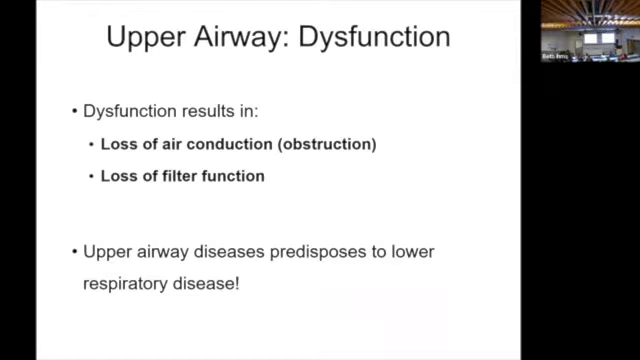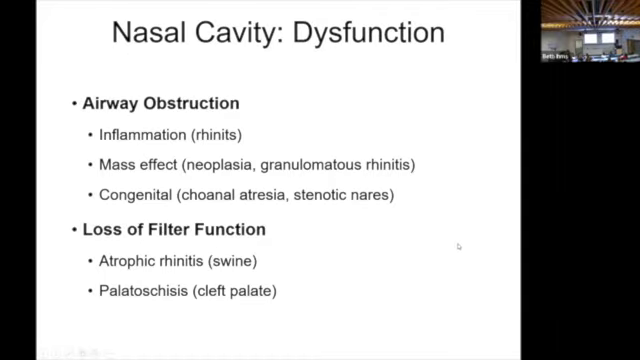So we talked about disease resulting in dysfunction. Dysfunction of the upper airway will result in loss of those two major functions: air conduction, so obstruction to airflow, and then loss of that filtration function, interference with cilia. Very important part about upper airway disease, since this is your defense tube against things coming into your lung: upper airway disease predisposes you to lower airway disease. Super important.